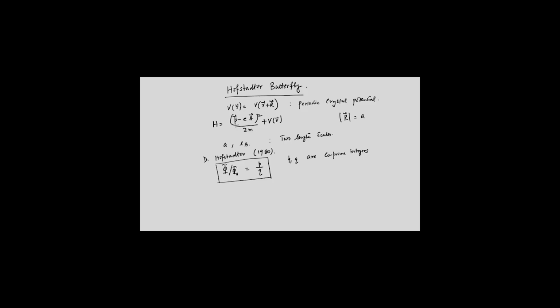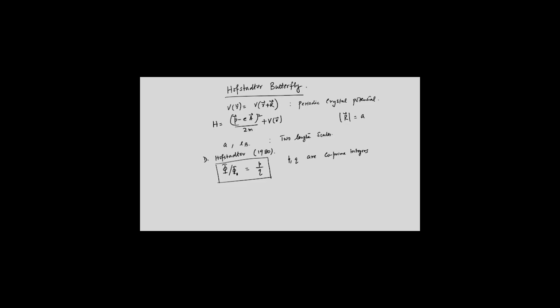And it turns out that this is related to the fact that these phi over phi 0 are in the form of a rational fraction, P by Q, with P and Q being co-prime integers. So what happens is that each of the Bloch bands would split into Q subbands, and each of these subbands is itself P-fold degenerate. And each of these P subbands further splits as a continued fraction as a function of this magnetic flux. That means when the magnetic field is varied, it forms a continued fraction.